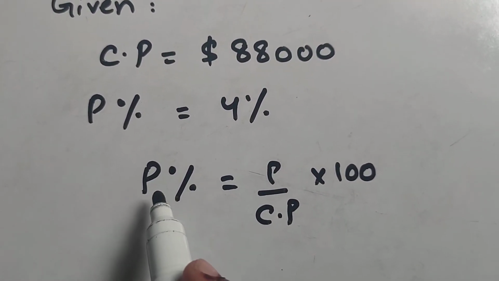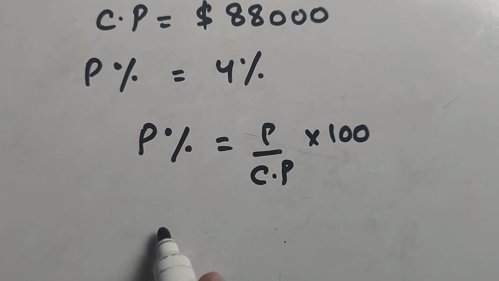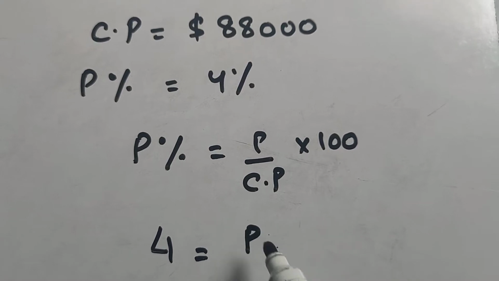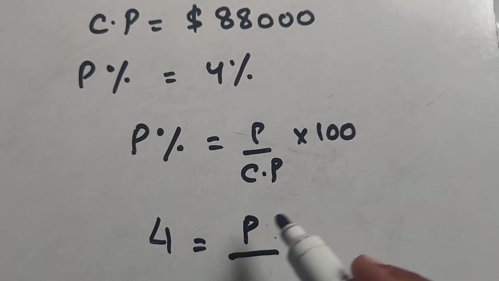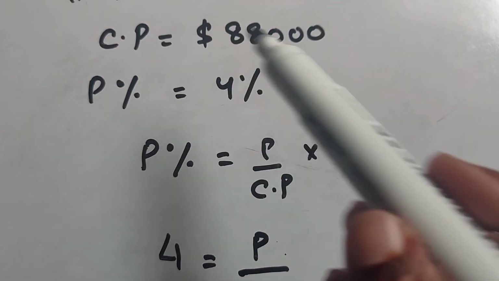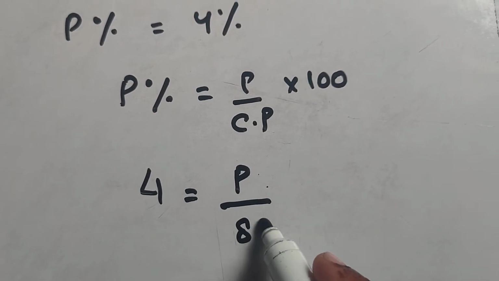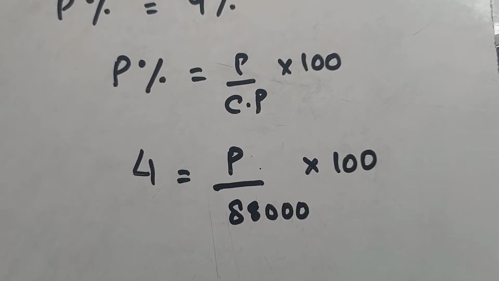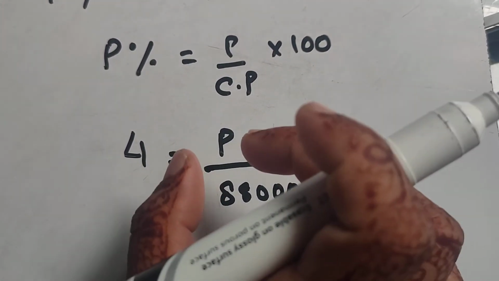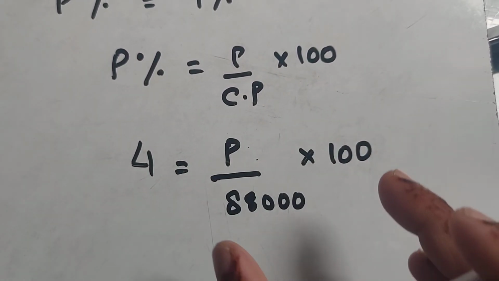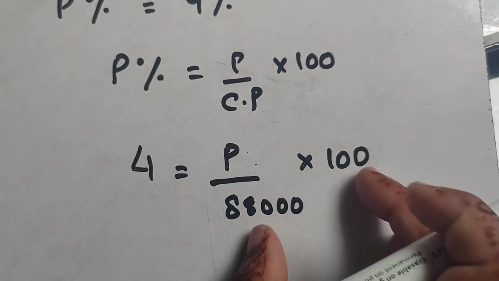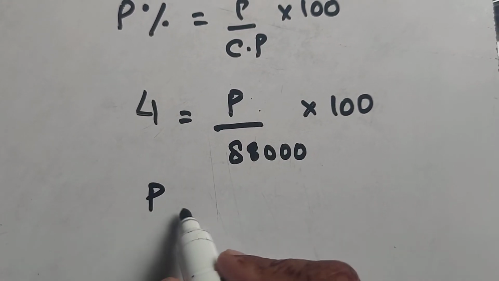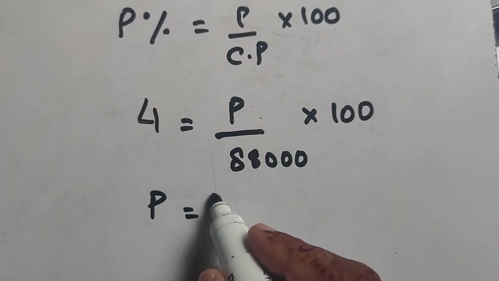So we are provided with the value of profit percent, which is 4, right? We don't know what is profit, so we'll keep it as it is, that is P, and the cost price is 88,000, right? Then multiply with 100. Now we'll keep this P as it is, and we'll move the rest of the values written with it to the other side, right? So the formula would be P is equal to 4.